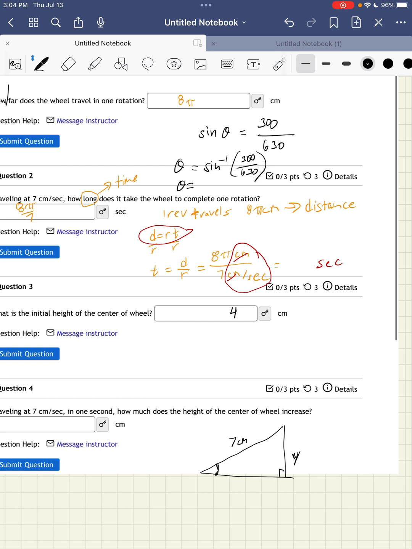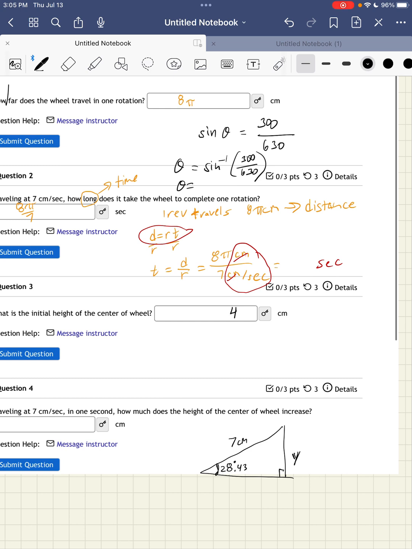So I'm going to do sine inverse of 300 over 630, and that gives me 28.437. I'm going to keep it out to a lot of decimal places, since I don't know how accurate they may want this. I'll just write here 28.43, but I'm going to keep all the decimals in my calculator when I calculate this. Okay.